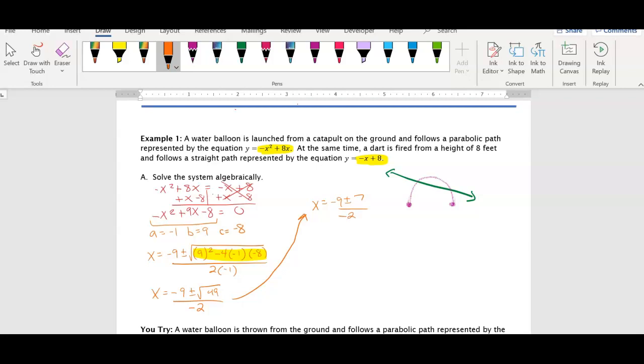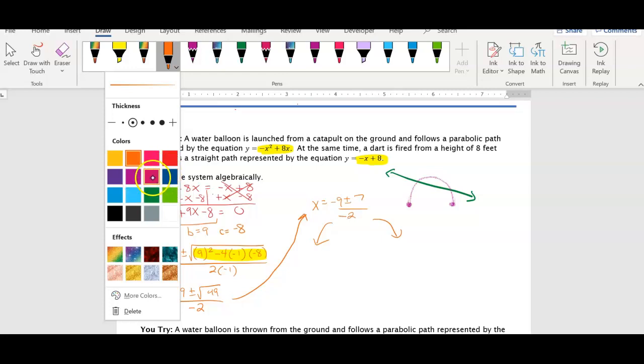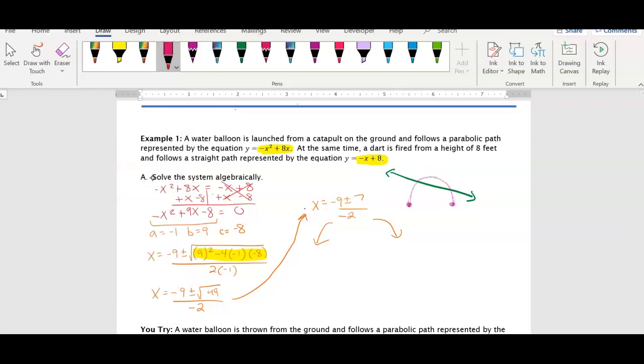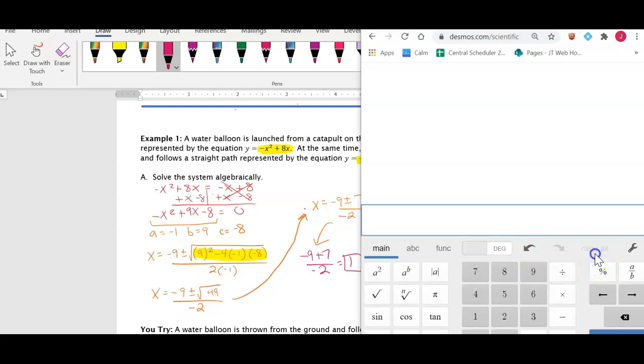So now at this point I can split this up into 2 separate problems, a plus problem and a minus problem, since I don't have any square roots left. So negative 9 plus 7 divided by negative 2, and negative 9 minus 7 divided by negative 2. This is going to give me my x values. So negative 9 plus 7 is negative 2. Negative 2 divided by negative 2 is 1. I will show you that one in the calculator just so you can see that if you don't know how to do the math in your head, that's okay. You can use this A over B button and just type it in exactly how you see it.